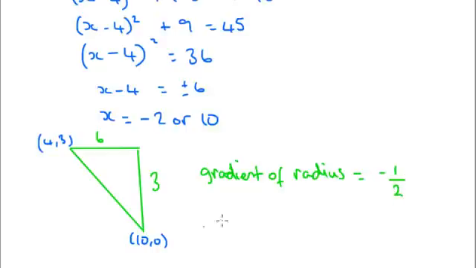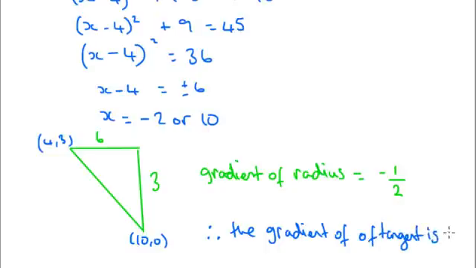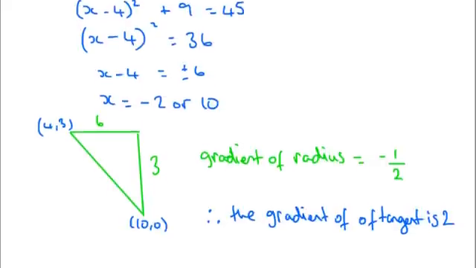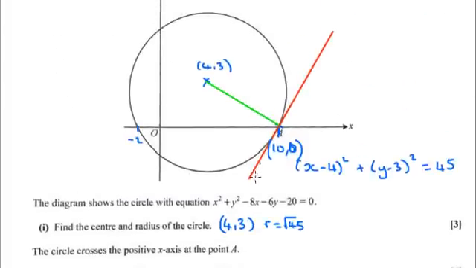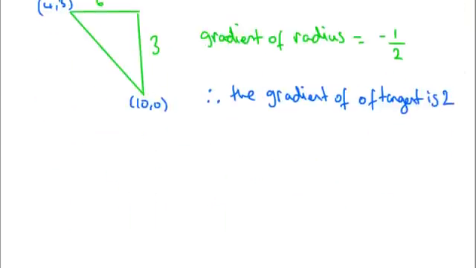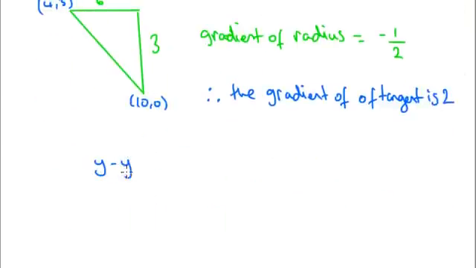Therefore, the gradient of the tangent is going to be the negative reciprocal of that. So we've got everything we need. We've got a point on the line, we've got (10, 0), and we've got the gradient of the line. So we can use y − y1 = m(x − x1), or just y = mx + c.